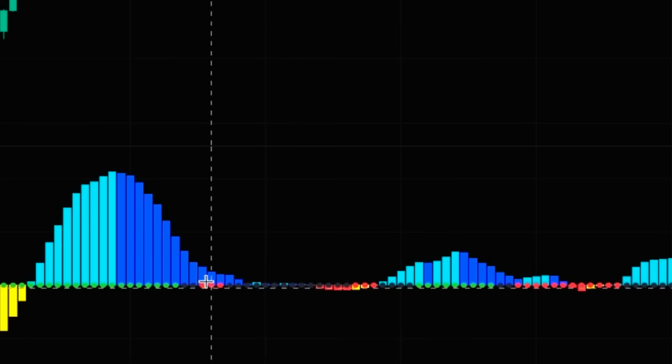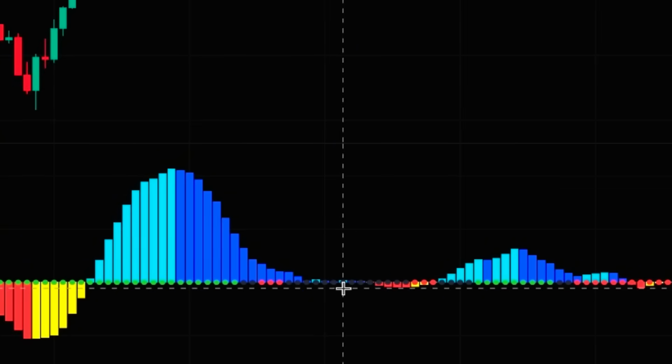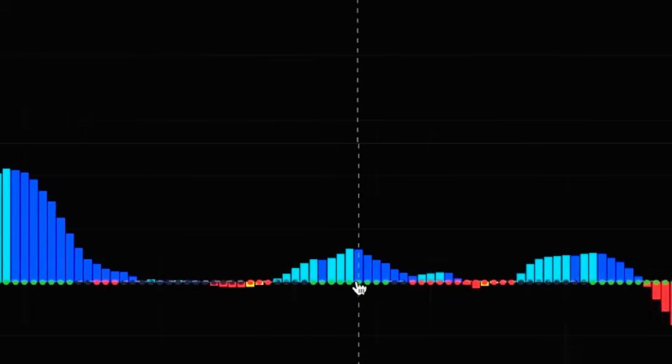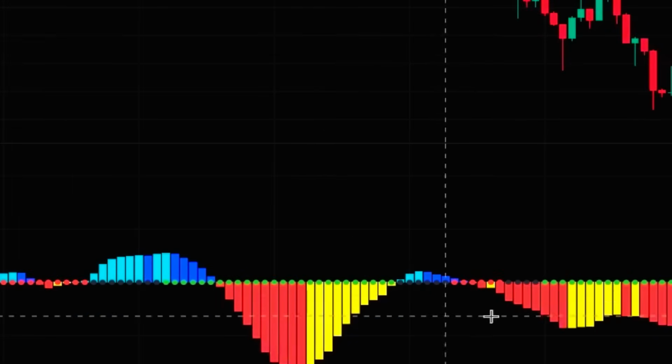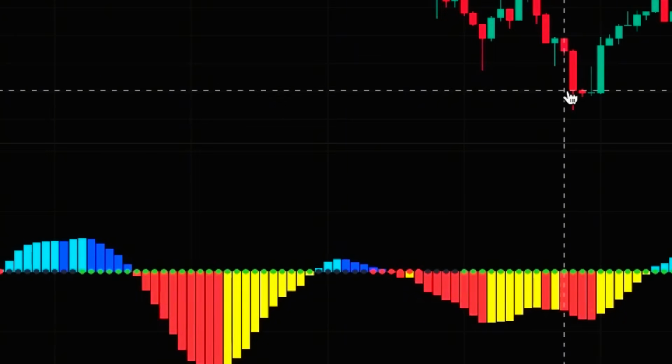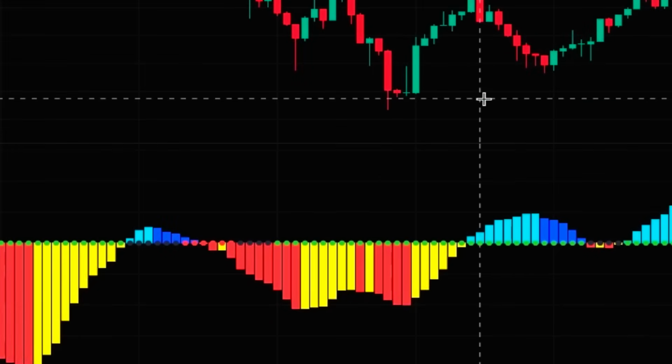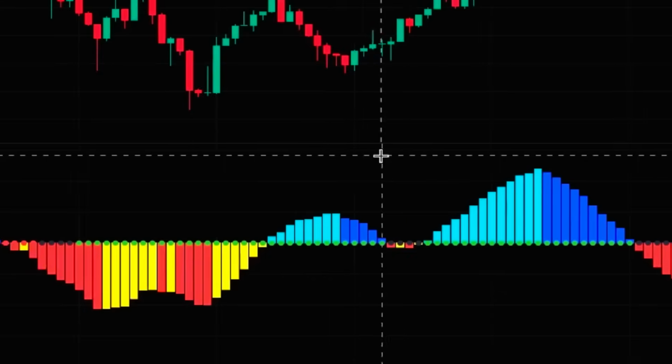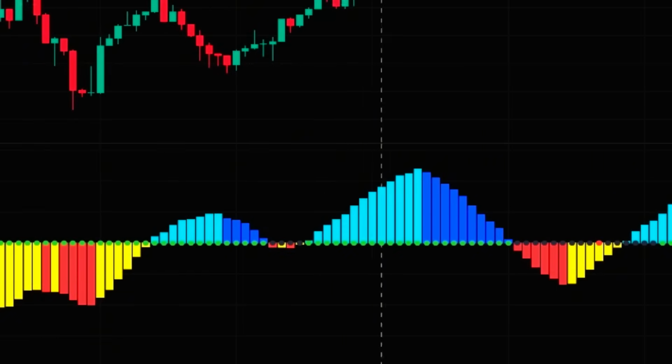Then we have red dots that show medium squeeze, and this means that Bollinger Bands are inside the Keltner channel with multiplier 1.5. And we have black dots that show low compression or wide consolidation period, which means that Bollinger Bands are inside the Keltner channel with multiplier 2. And we have also green dots, and they show no squeeze, which means that Bollinger Bands are outside of the third Keltner channel, the Keltner channel with multiplier 2. So potentially the price is out of a flat market and moving in one direction.